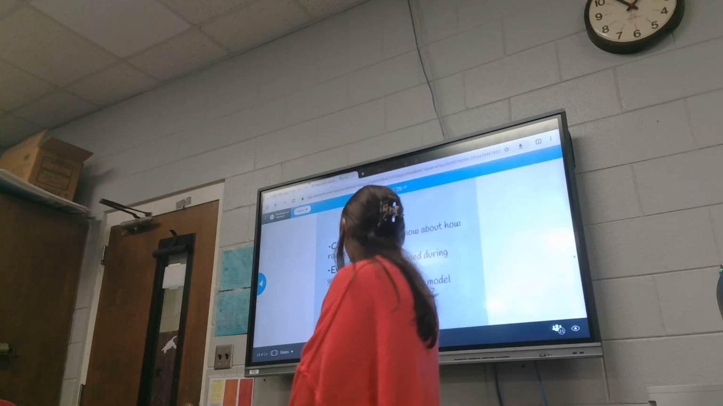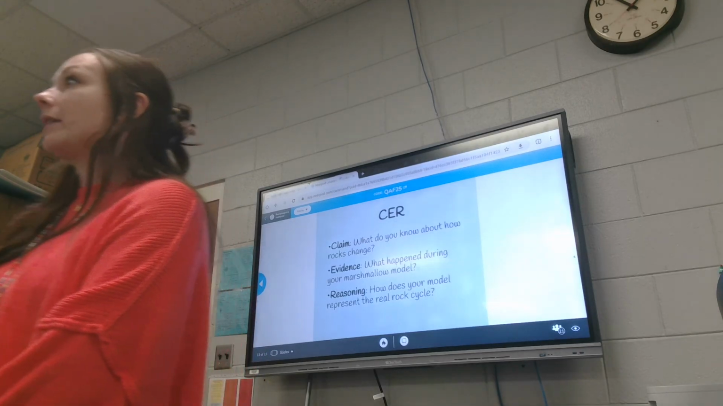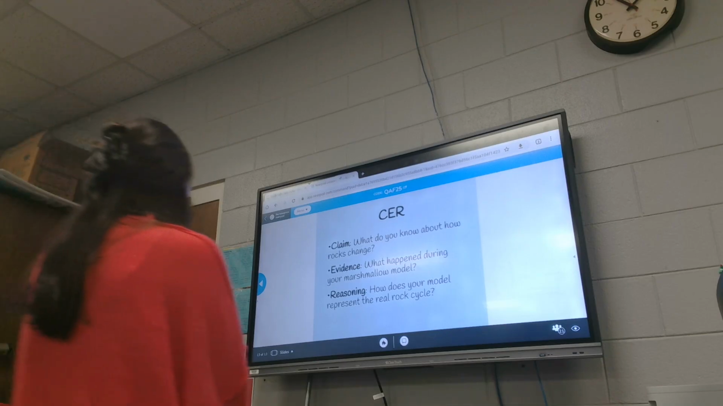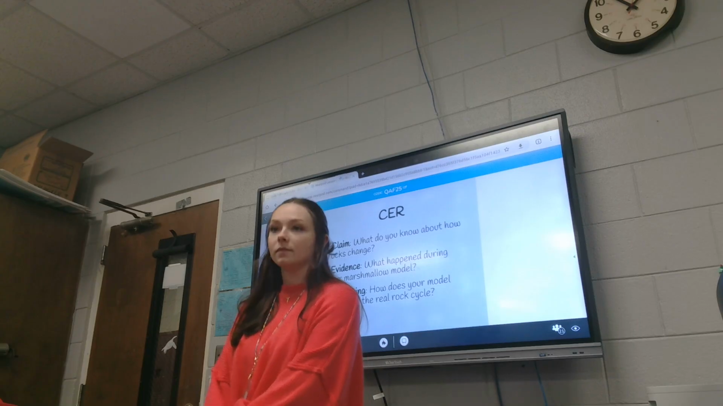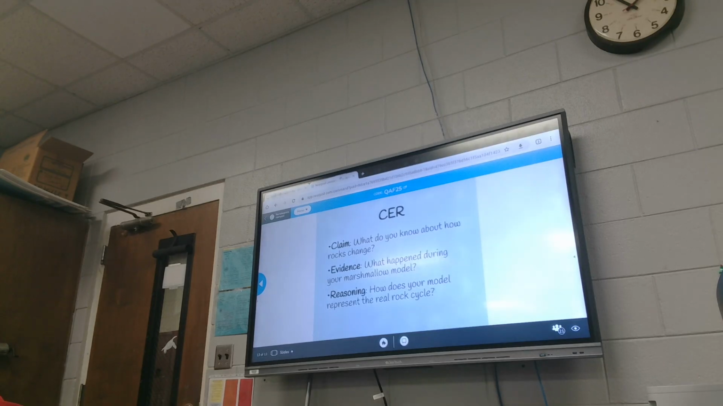Okay, now for evidence. What happened during our marshmallow model to show us that that's true, that they change from heat and pressure? We rolled them up in our hands. We tore them apart. We know that our claim is true because we rolled them up in our hands.